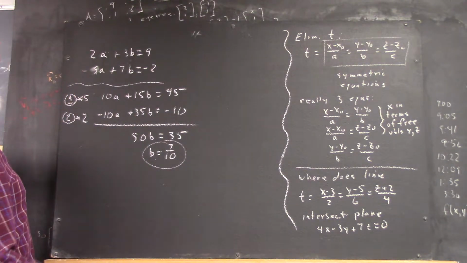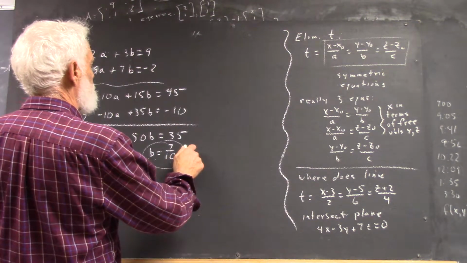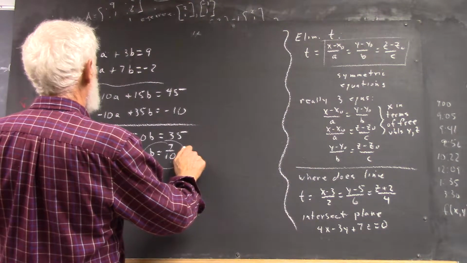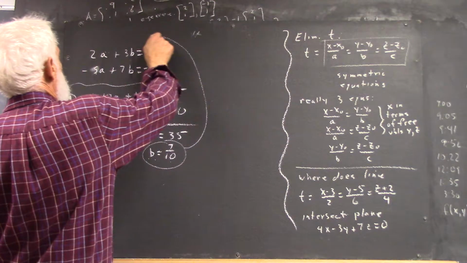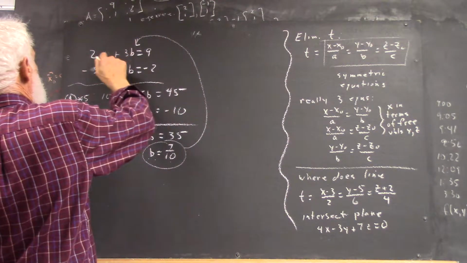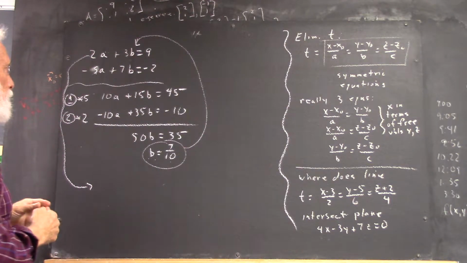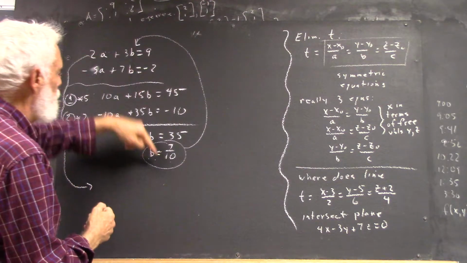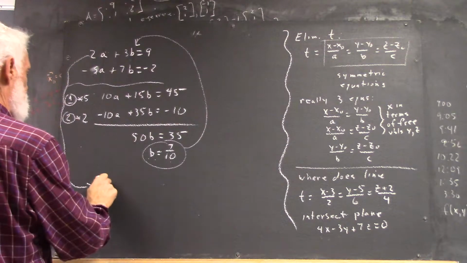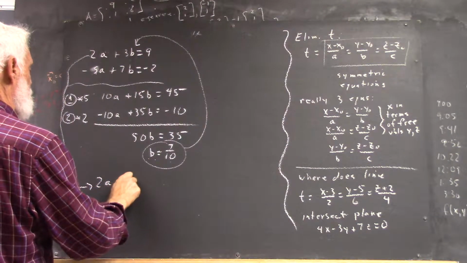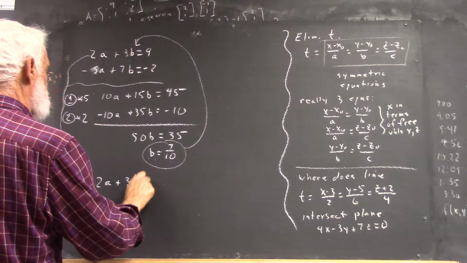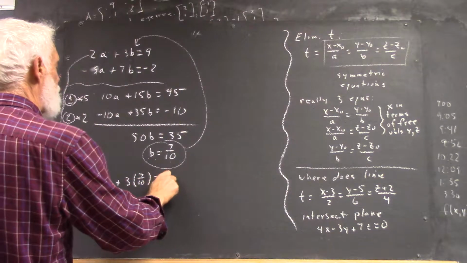Okay. So, anyhow, we get b equals 7/10, and I'll bring that back to either equation. I'll just go to the first equation, and that gives us what? It gives us plugging this in here and then bringing the equation down. We still have 2a, and that is plus 3 times 7/10 equals 9.